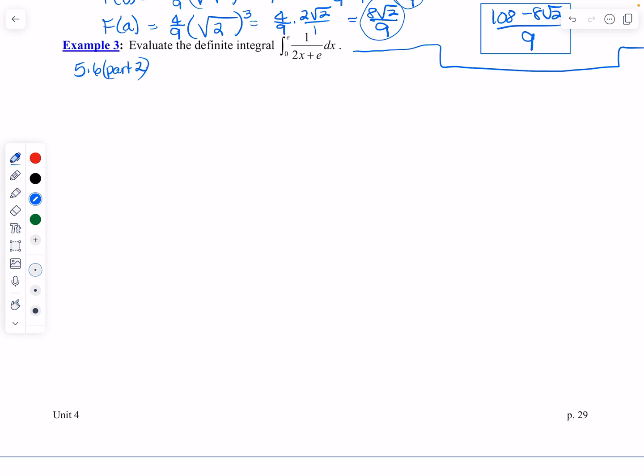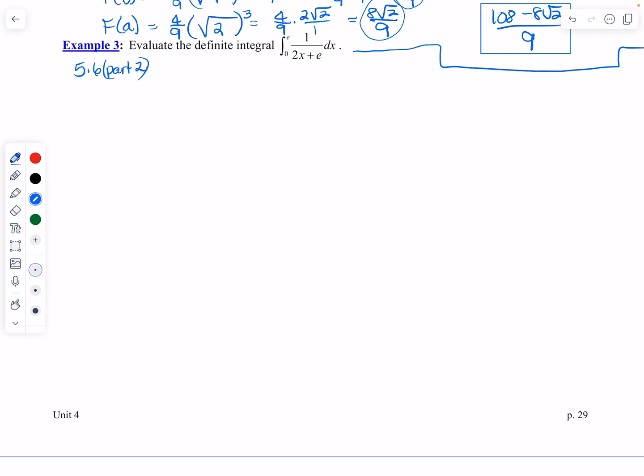If you did not watch part 1, please go back and do so because this section requires us to do substitution with a definite integral. So I'm running through examples right now. If you watch the beginning, you'll have more of an idea of what's going on.